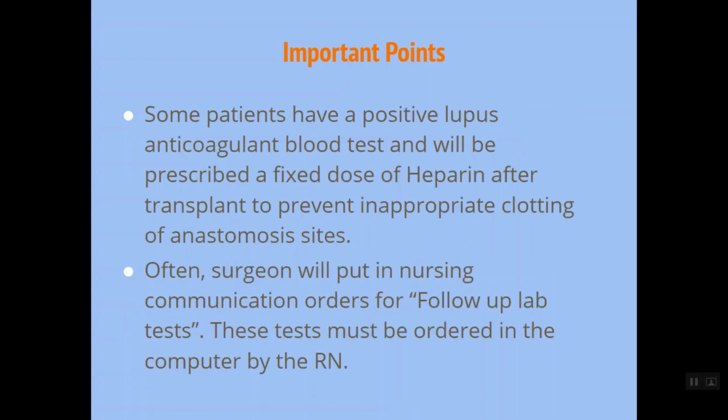So other important points, some patients are going to have positive lupus anticoagulant blood tests, or any kind of coagulation issues, these patients may end up on a fixed dose of heparin after transplant. This is going to prevent inappropriate clotting to the anastomosis sites. So if the patient is requiring heparin, you will be having to give that set dose of heparin, get it hung immediately after transplantation, post-op day 1 whenever they round. Usually that patient's going to remain on the heparin whenever they go up to the second floor.